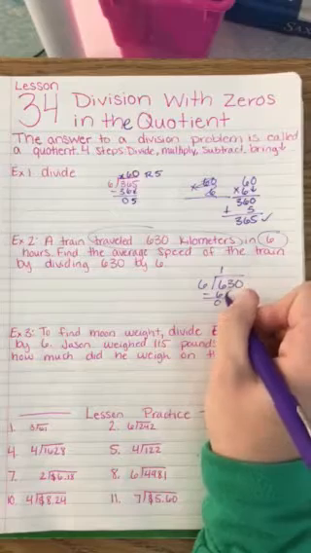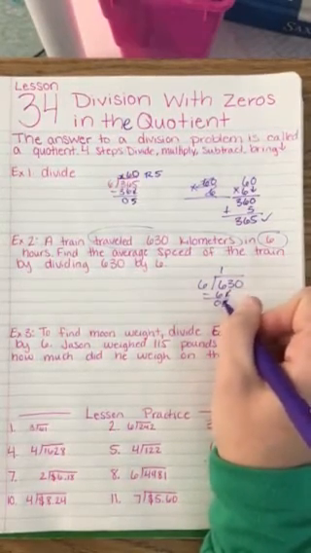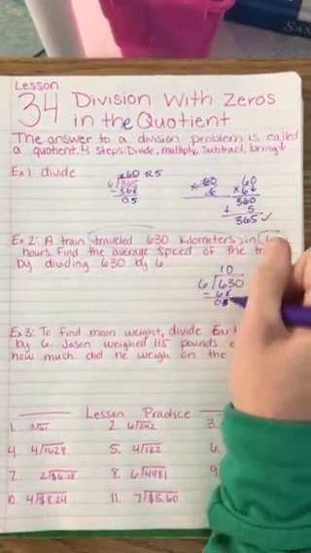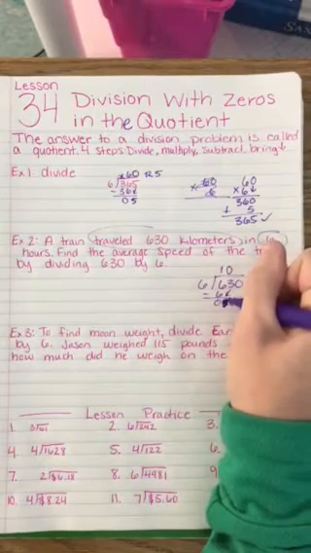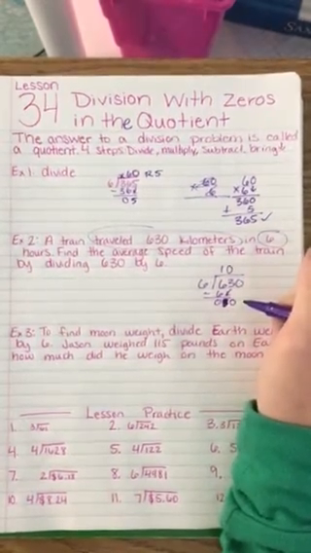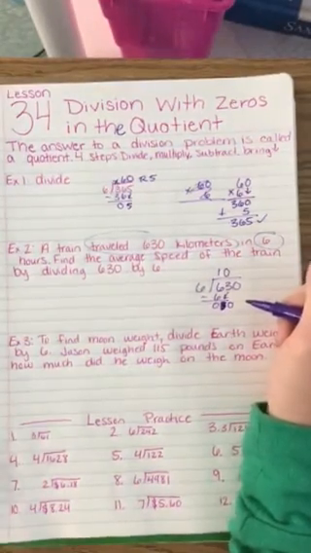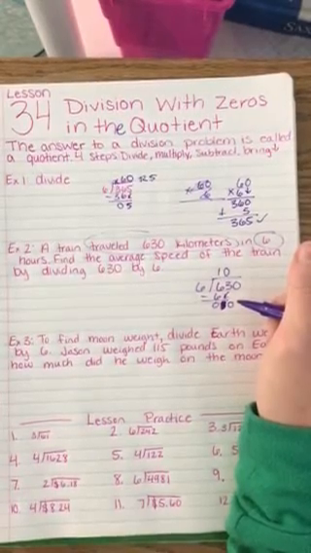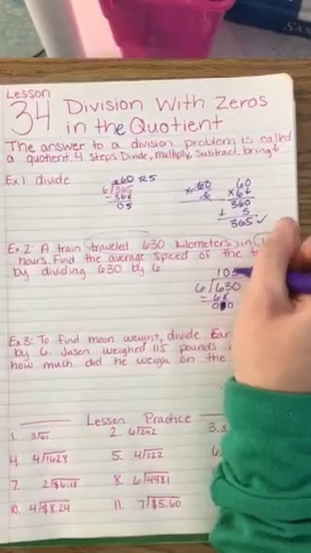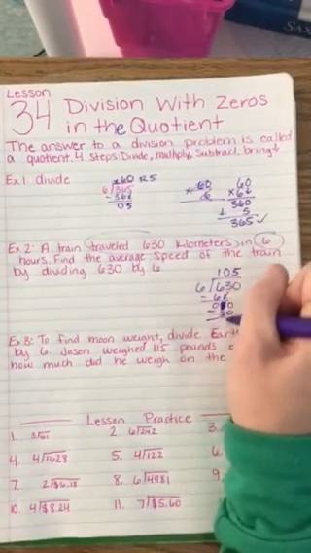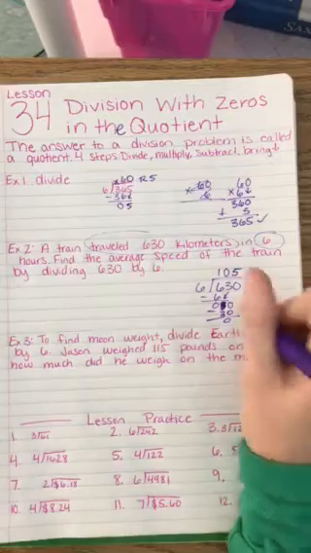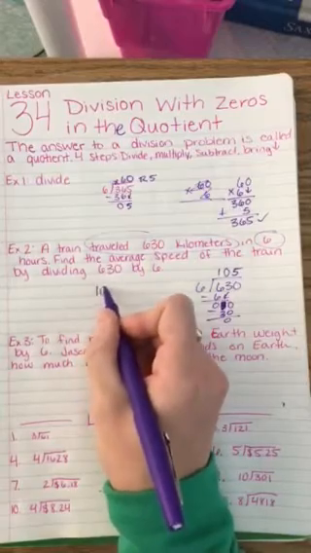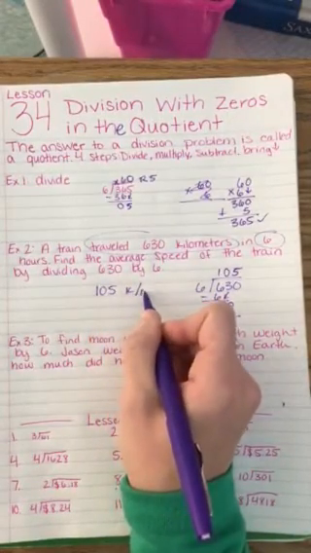6 can go into 6 one time. Subtract 6, 0, bring the 3 down, and 6 can't go into 3. So we're going to bring that 0 up, and then you're going to bring the 0 down, so you have 30, which you can't hardly tell says 30, but it does. And so next you divide 30 by 6. How many times can 6 go into 30? 5 times. Take away 30 is 0. So our answer is 105 with no remainder. So the average speed of that train was 105 kilometers per hour.